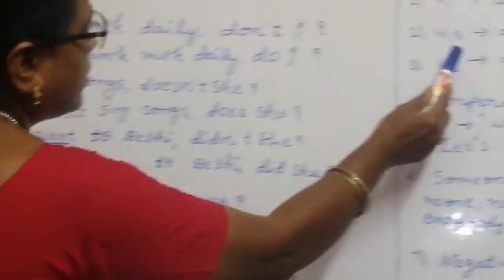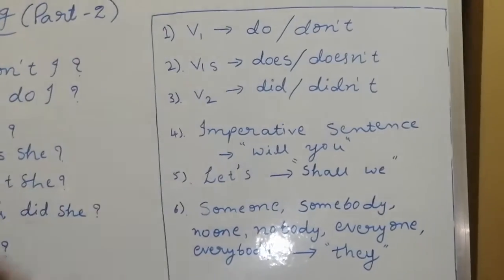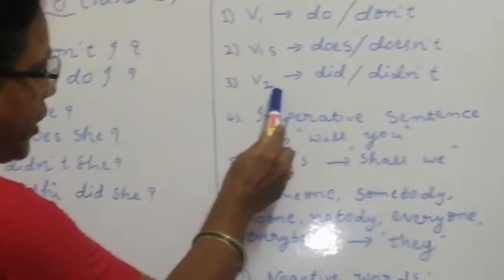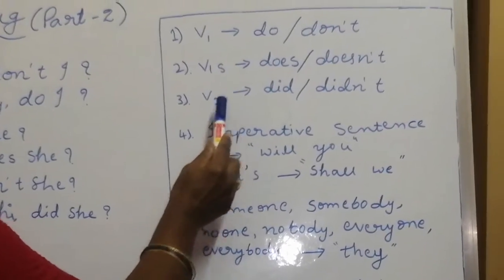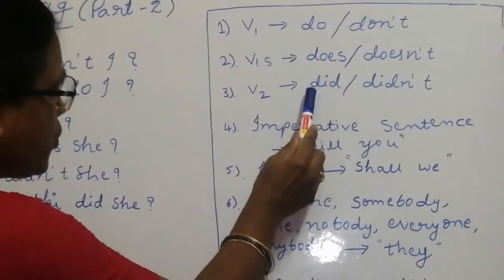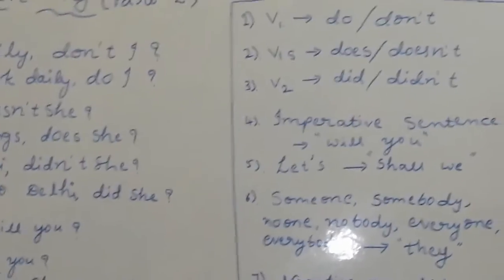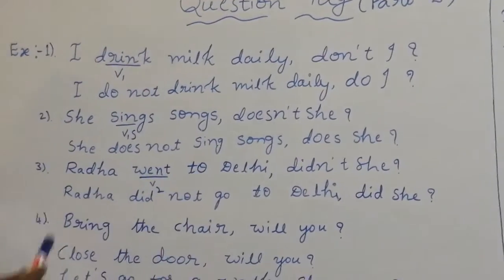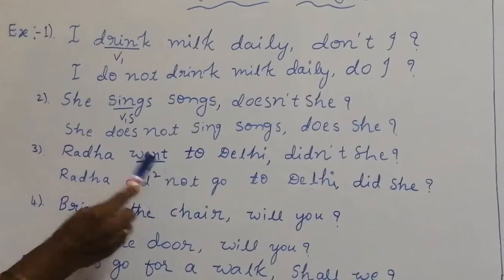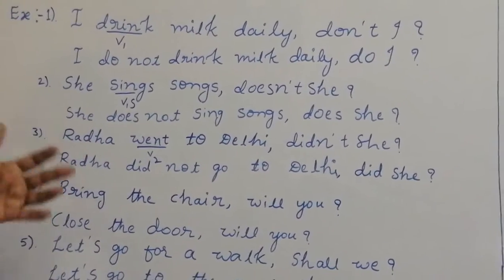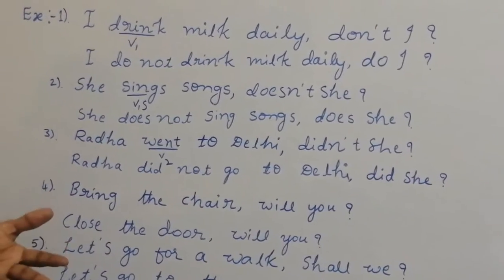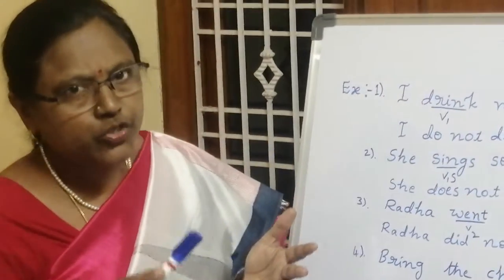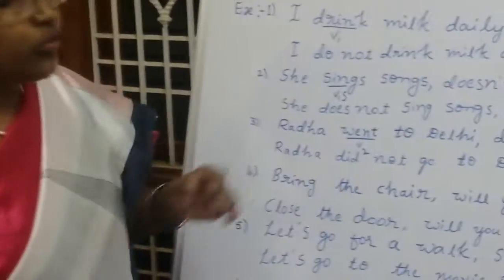And next, if it is simple past tense, how can we write that tag? Here it is v2. When v2 is there, not having any auxiliary, then we should use did or didn't. You see here, Radha went to Delhi. Radha is the subject, then went is v2. Actually, go, went, gone, speak, spoke, spoken, write, wrote, written. Here go is v1, went is v2, gone is v3. Now v2 we have written.